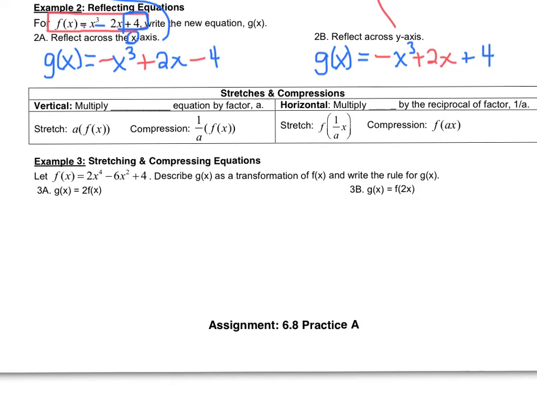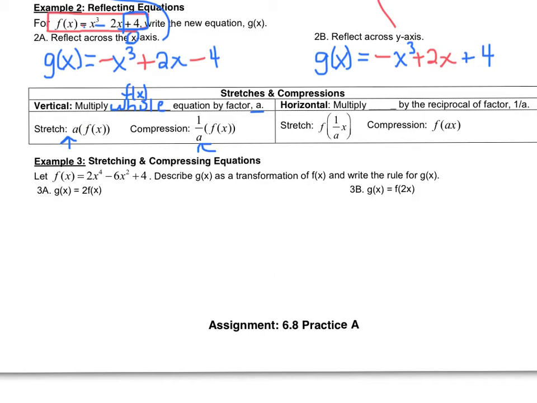The last type of change we will look at are stretches and compressions. If you want to do a vertical stretch or compression, you're going to multiply the whole equation, in other words, f of x, the whole original equation, by whatever factor they give you, a. You'll know it's a stretch if a is a whole number out front. You'll know it's a compression if your factor is a fraction out front of f of x.